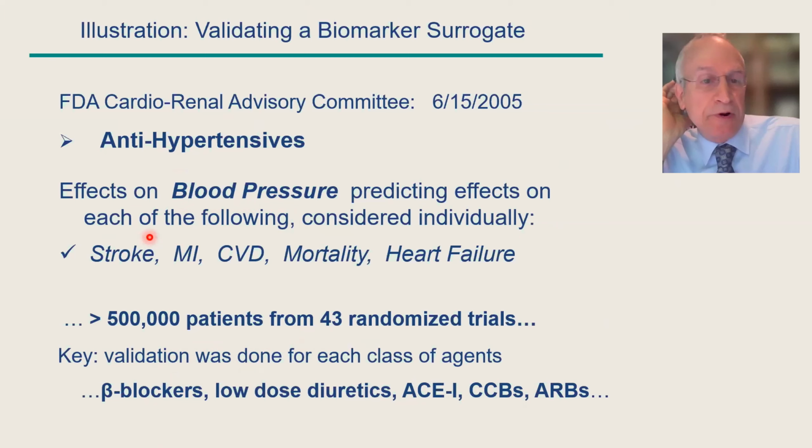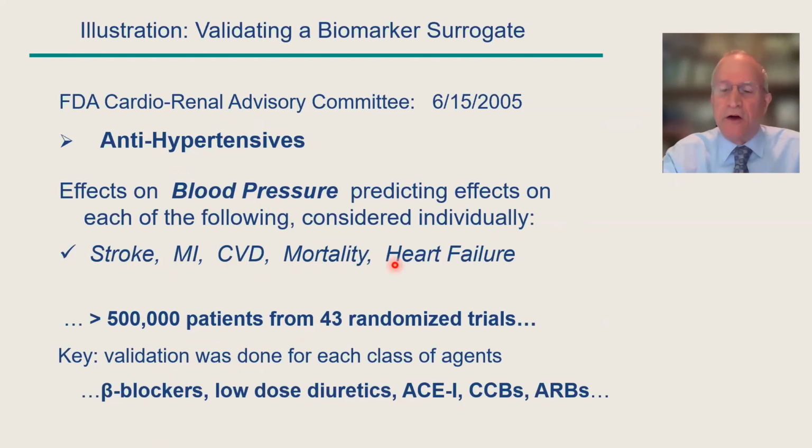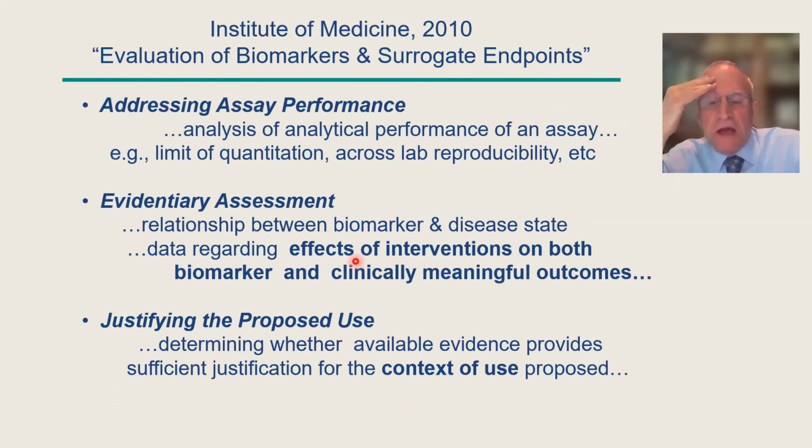Interestingly, the validation of blood pressure also depended on the endpoint. Blood pressure was highly predictive of the effect on stroke, moderately for MI and cardiovascular disease, only somewhat for mortality, and not at all for heart failure. The Institute of Medicine had a really important, lengthy report on the evaluation of biomarkers and surrogate endpoints. One critical recommendation was that we needed to address assay performance, as Dr. Jeffrey Siegel just nicely pointed out.